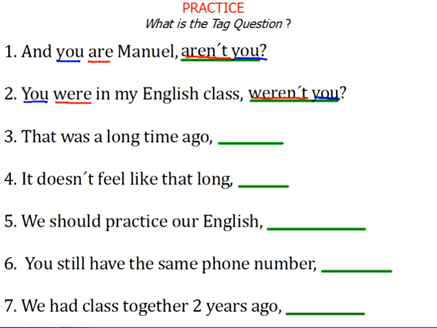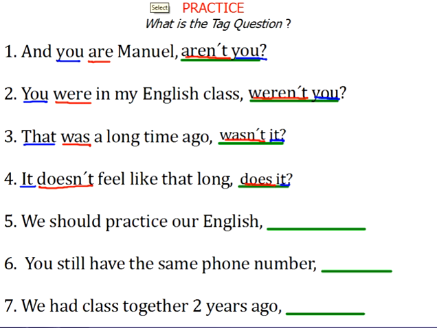Good. Number 3, that was a long time ago, wasn't it? In this context, that is a thing, so I'm using it in my tag. And for my auxiliary was, I'm using the opposite, wasn't, in my tag. Number 4, it doesn't feel like that long, does it? In this context, again, I'm using the same subject, it. Now my auxiliary is doesn't, and I use the opposite in my tag, does.